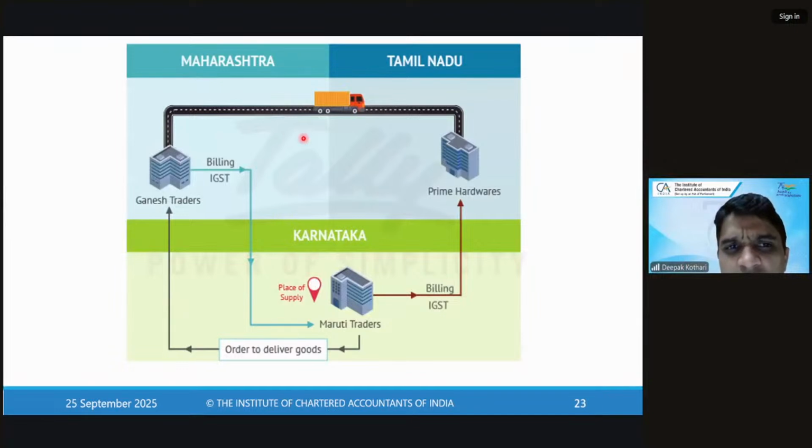In bill to ship to, to give you clarity, Ganesh Traders is a supplier. He is billing to Maruti Traders and shipping to Prime Hardwares. So what is the place of supply? We know that goods are getting delivered to Prime Hardwares. So what should be the place of supply? I've mentioned it over here, but according to you, is this correct?